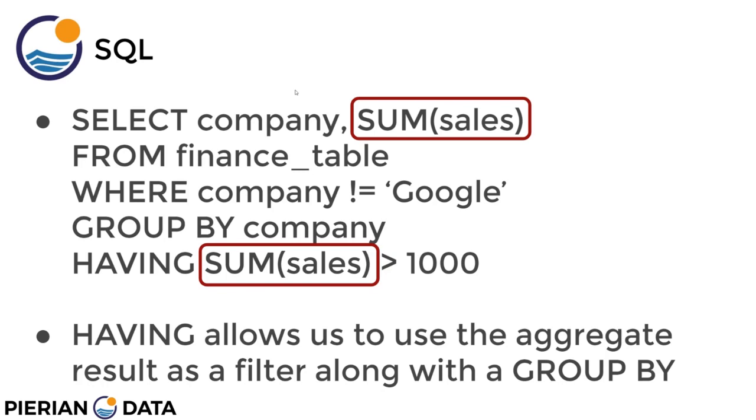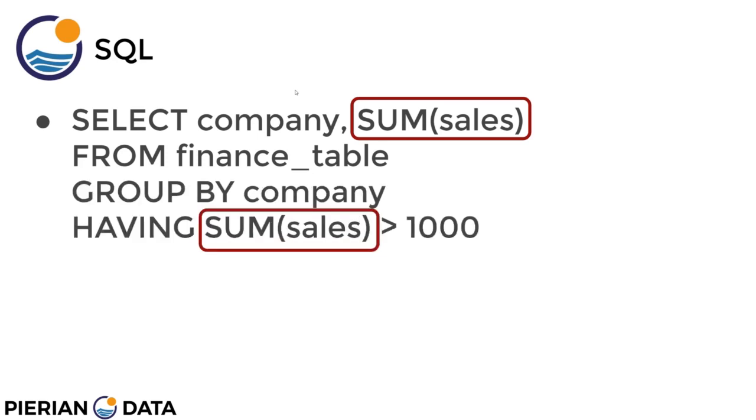So having allows us to use the aggregate result as a filter along with a group by. You can essentially think of this as a where statement, but only for something that is being aggregated through the group by. And hopefully you can see that connection quite clearly here. So again, here I'm able to now filter based off the aggregate result of sum of sales in my having clause. So here I'm saying do the filter of the where, and then after you group by, go ahead and do another filtering where we're having the sum of sales greater than some number like $1,000. So you would end up with a query that looks something like this.